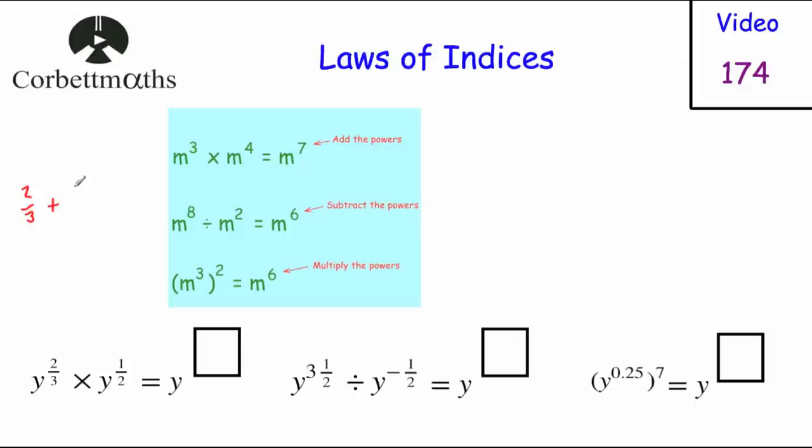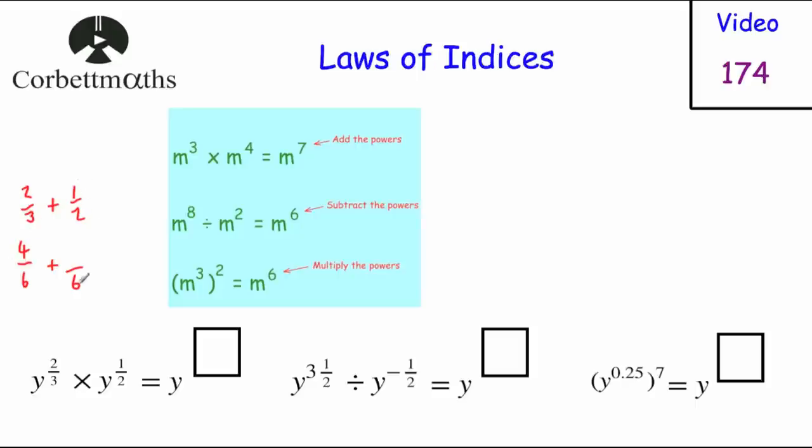So 2/3 plus 1/2. Whenever we're adding these together, we want the same denominator. So that's going to be 6 and 6. With 2/3, we'd multiply both of those by 2 so that we had 6 on the denominator. So 2 times 2 is 4 and 3 times 2 is 6. So that's our equivalent fraction.